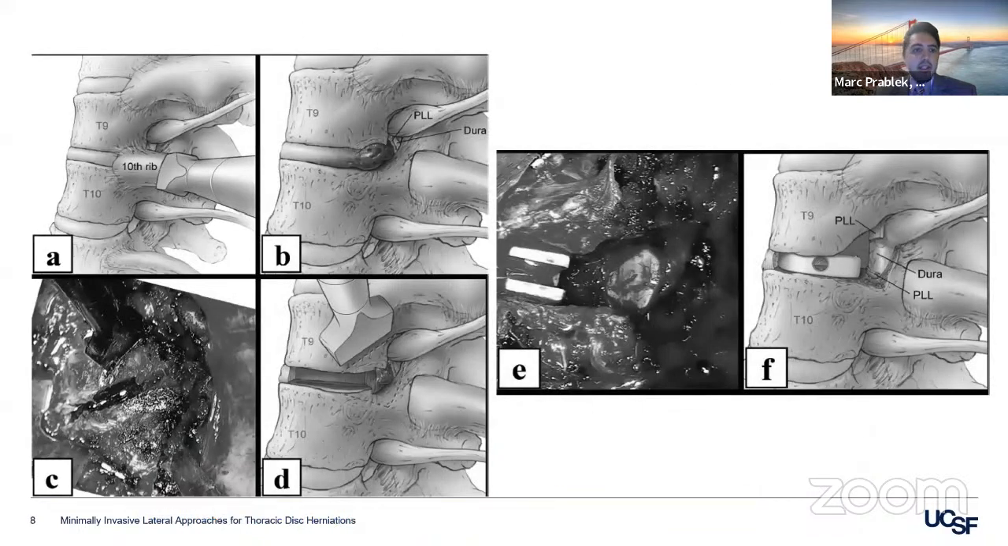They also describe a technique for resection of the rib head at the level of pathology for further exposure of the disc herniation, and then a wedge osteotomy described in panel D to further expose the disc, with placement eventually of an interbody cage there.